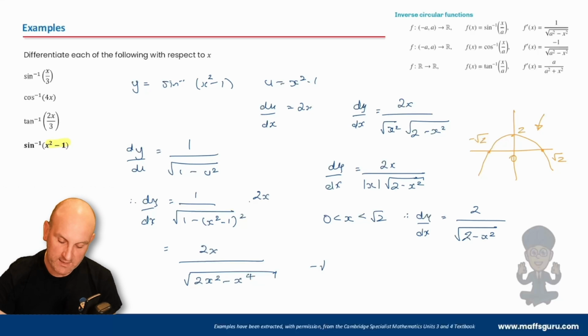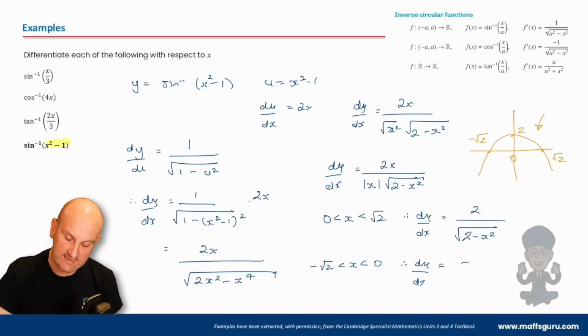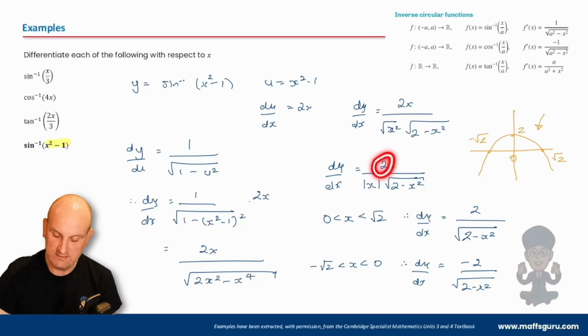For the values of minus root 2 less than x less than 0, we know that our x values are negative there. My dy by dx is going to be equal to negative 2 on the square root of 2 minus x squared. Again, why is it going to be negative? Because that will be minus x, that will be x, the x and the minus x will cancel to give just the minus, and I just put it on the top.